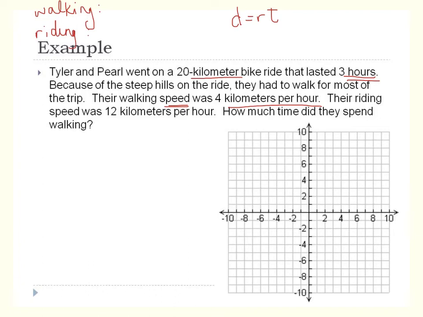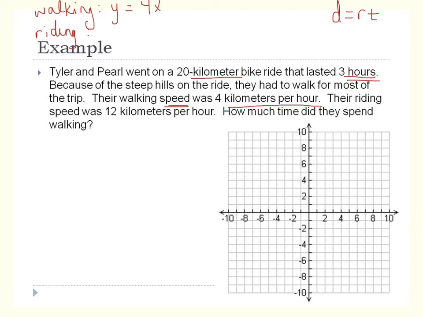So do we know the distance that we walked? We don't know the distance that we walked, so let's call that y equals. Alright, and then our rate that we were walking was 4 kilometers per hour times our time that we walked. And do we know the time that we walked? We don't, so let's just call that x hours.